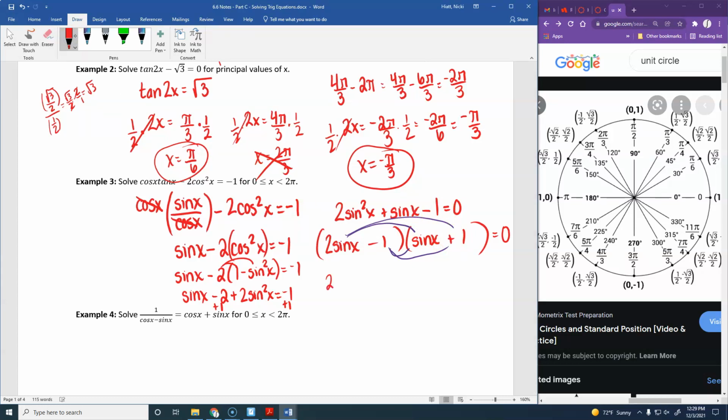And so this is going to give us 2 sine x minus 1 equals 0, and this is sine x plus 1 equals 0. So 2 sine x equals 1. Sine x equals 1/2. And over here we'll get sine x equals negative 1.